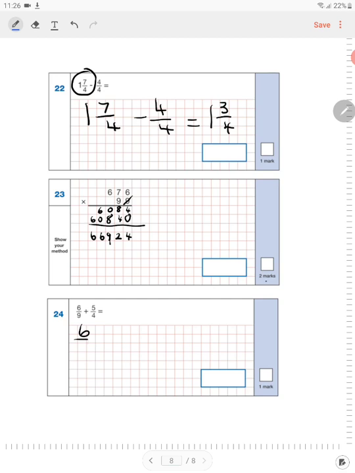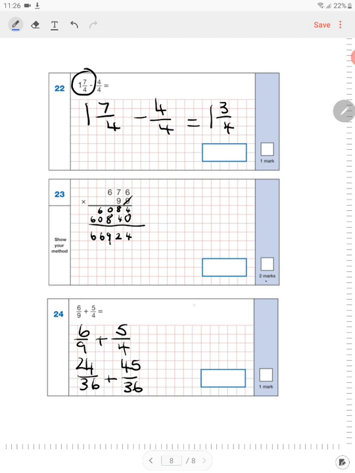6/9 add 5/4. Now we do have to get these over the same denominator. So the lowest common denominator that I can think of is going to be 36. So we put them both over the same common denominator. So what have I done to that 9 to turn it into 36? I've multiplied it by 4. So whatever I do to the bottom, I must do to the top. So 6 times 4 gives me 24. What have I done to that 4 to turn it to 36? I've multiplied it by 9. So whatever I do to the bottom, I must do to the top. So 5 times 9 gives me 45.